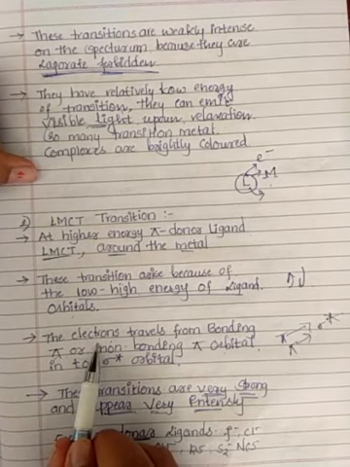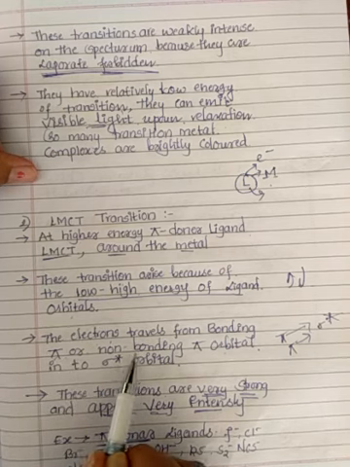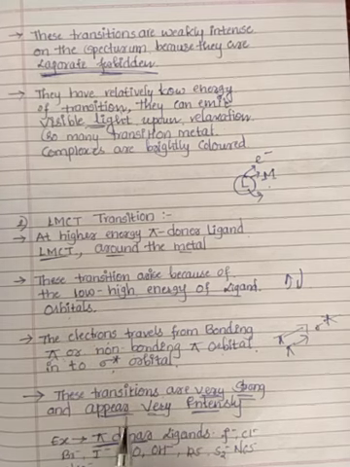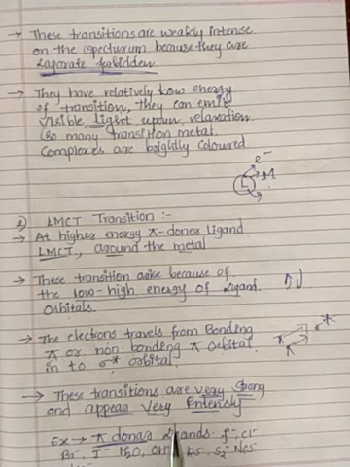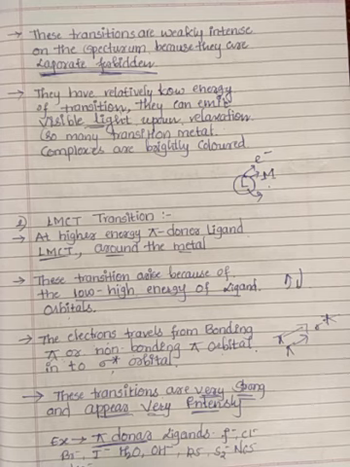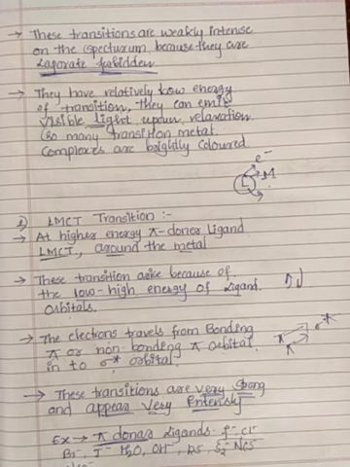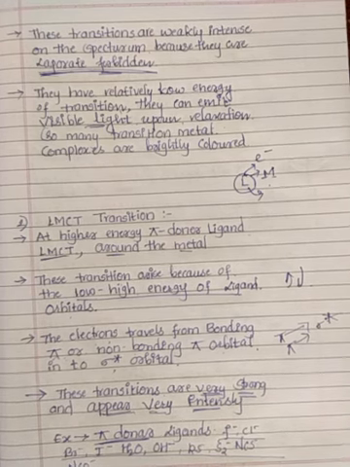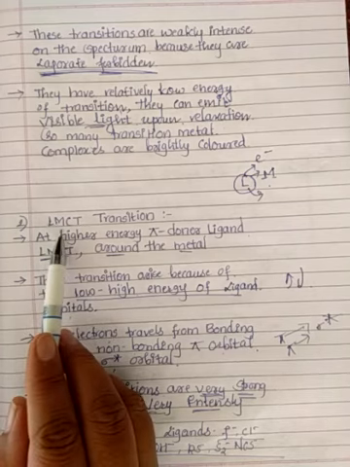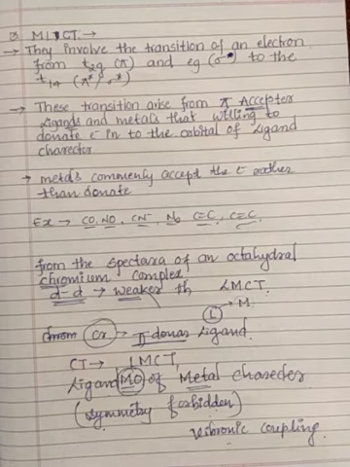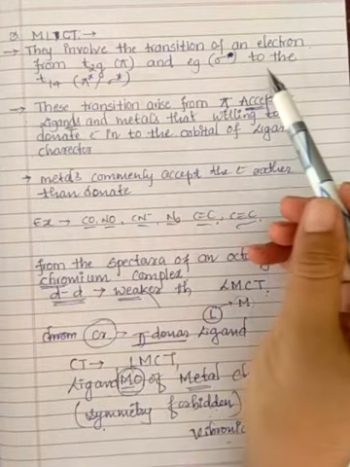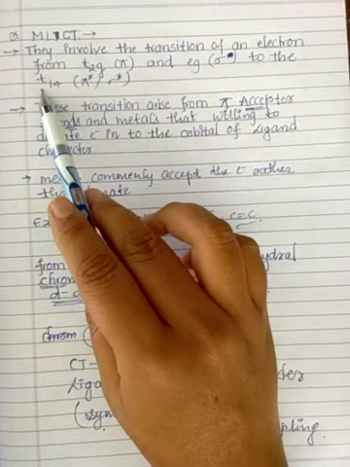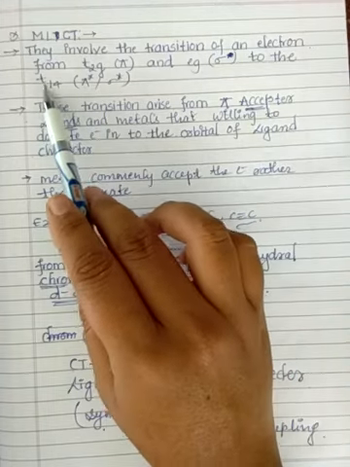Next, electrons travel from bonding pi to non-bonding pi orbital in the sigma star complex, isn't it? Next, these transitions are very strong and appear very intensely. We can take examples of pi donor ligands like F, Cl, Br, I, H2O, OH, RS, S2, NCS, NCO. These are examples of ligand metal charge transfer. For metal ligand charge transfer, there are transitions of an electron from T2g pi to Eg sigma star to pi star, that is t1u.